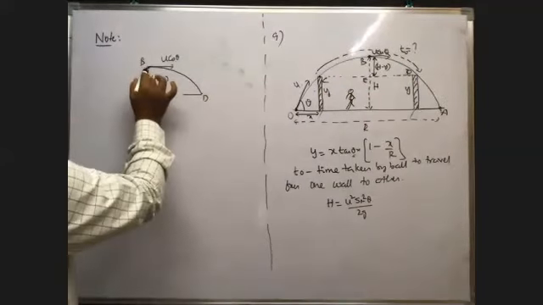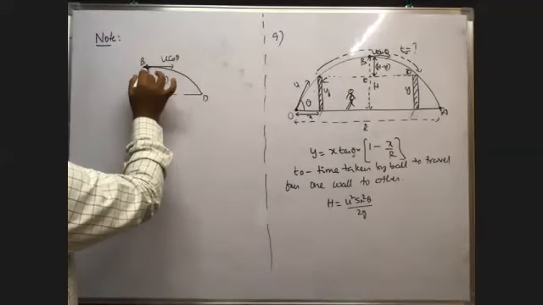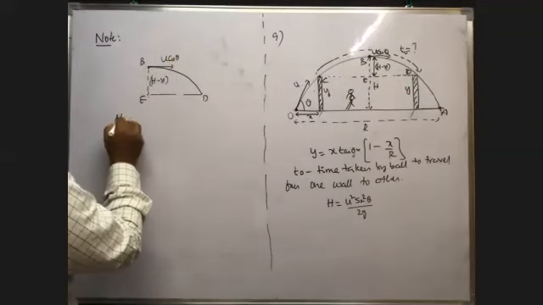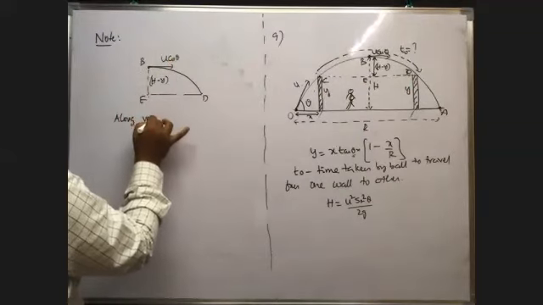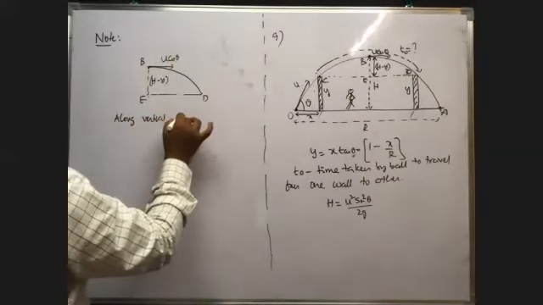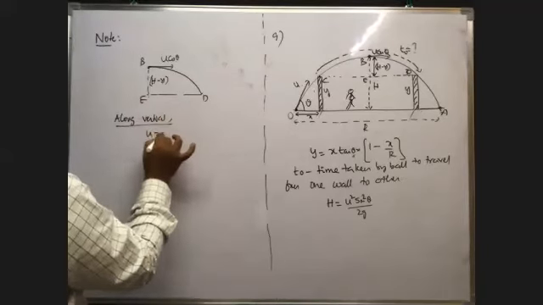Okay. Initially, at the point B, what is the velocity in the vertical direction? Along vertical, what is the velocity at B?